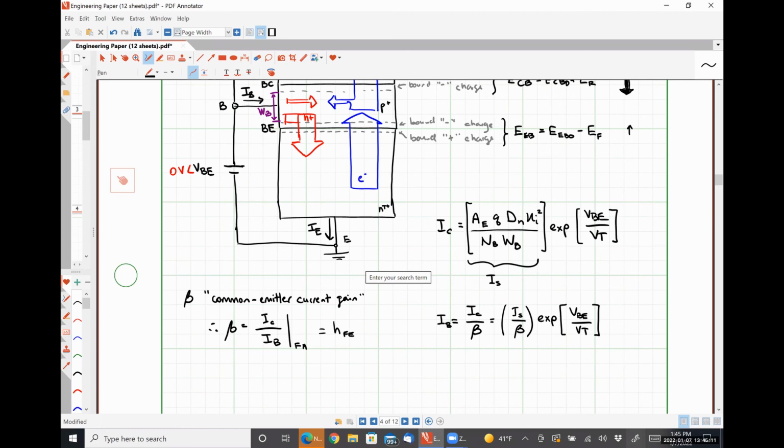Okay. Typical values for beta are anywhere between 10 and 1,000. 50 to 200 is kind of the sweet spot of where they usually fall, but it's not unheard of for them to be as low as 10. It's not unheard of for beta to be as high as 1,000.